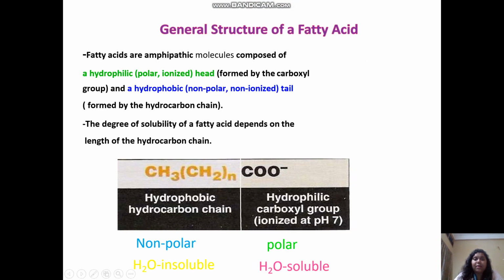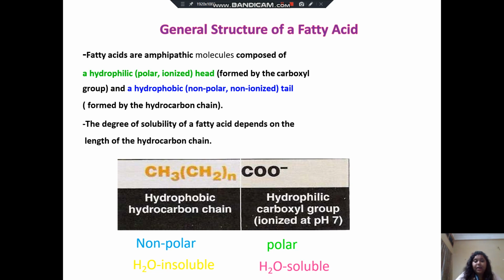Now the general structure of a fatty acid. Fatty acids are amphipathic molecules composed of a hydrophilic, that is polar or ionized head, formed by the carboxyl group, and a hydrophobic, that is nonpolar or non-ionized tail, formed by the hydrocarbon chain. The degree of solubility of a fatty acid depends on the length of the hydrocarbon chain. The CH3CH2 end is the hydrophobic hydrocarbon chain, and the COO minus is the hydrophilic carboxyl group, ionized at pH 7.